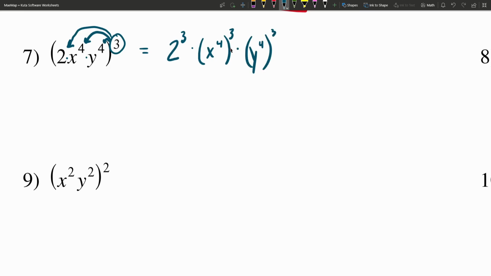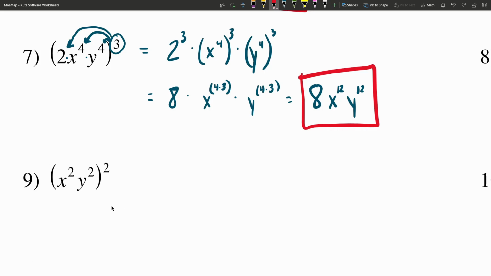So working through each of these, 2 cubed is 2 times 2 times 2, which is 4 times 2, or 8. X to the 4th cubed, what do we do to those exponents? We multiply them. So that's going to be x to the 4 times 3. And then for y to the 4th raised to the power of 3, what do we do to those exponents? We multiply them together. So y to the 4 times 3. This all simplifies down to 8 times x to the 12th times y to the 12th, because 4 times 3 is 12.